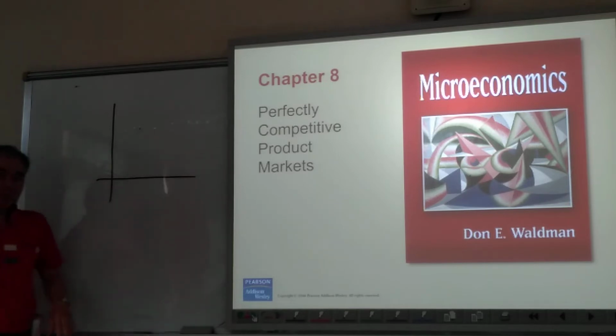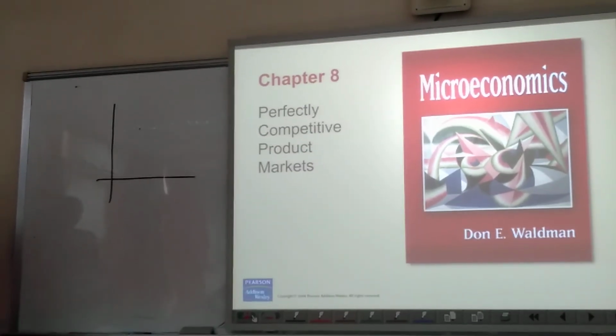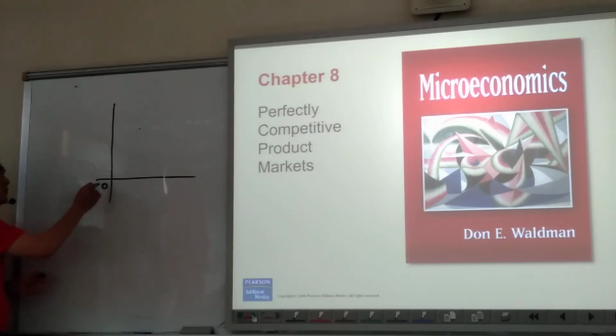Okay. Now we are going to deal with production. If it is production, what should be here? What should be here? Production. So this is origin, right? 0. What about here and here? Production.